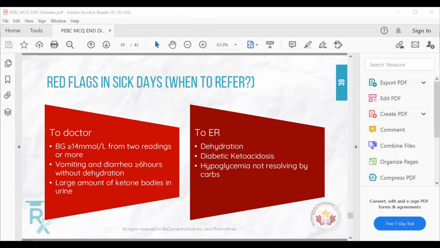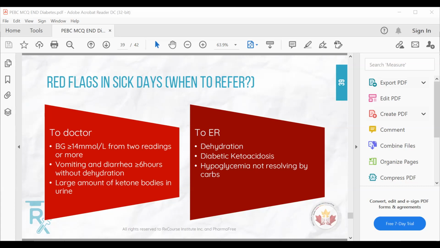If the patient is having vomiting or diarrhea for 6 hours or more, it means that the patient is going through a dehydration status, and I will not control it by taking fluids orally. The patient might need to take it IV. So I need to transfer him to the doctor.